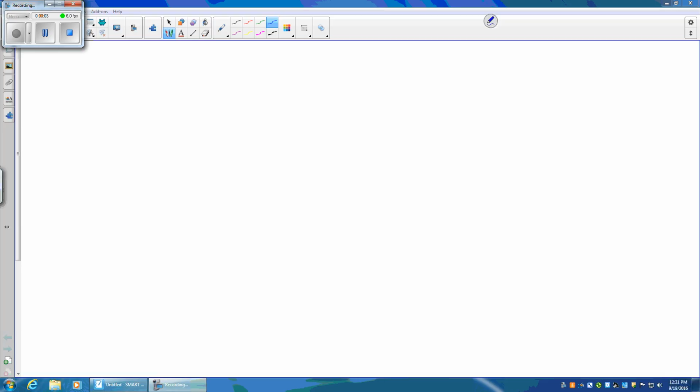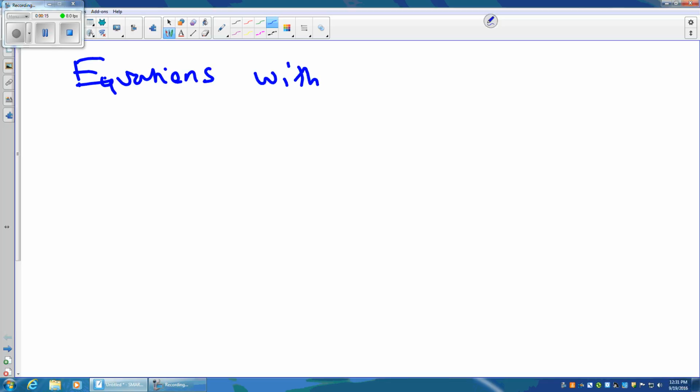Alright guys, so here are my notes for after two-step equations. We're going to take a look at the next step with solving equations, and that's going to be equations with variables on both sides.